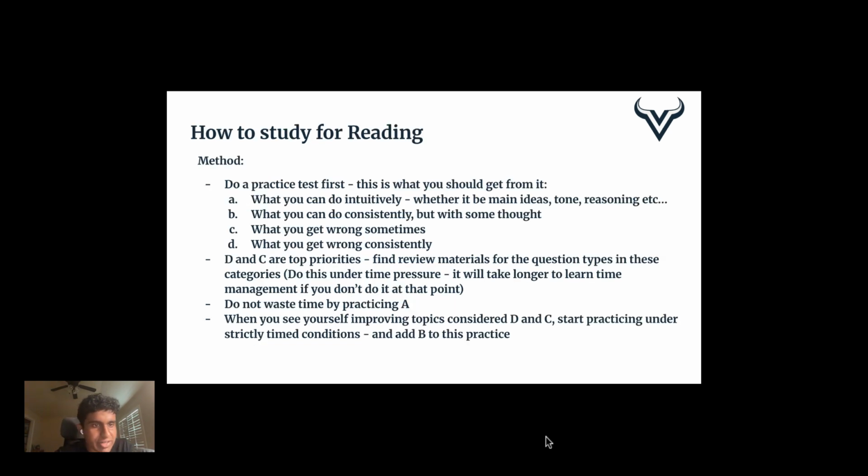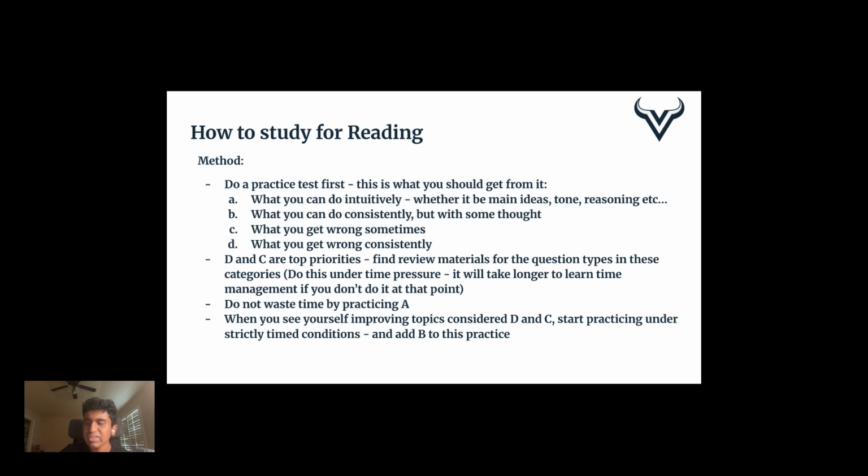So as usual, we'll be using the same method as we have for English and math, which is doing a practice test first and then sorting concepts into four brackets. The first bracket is again what you can do intuitively, whether it be main ideas, tone, reasoning, etc. Basically, you see it and you can do it. This would most likely be evidence finding. You shouldn't need too much practice with that. And then the second bracket is what you can do consistently, but with a little bit of thought.